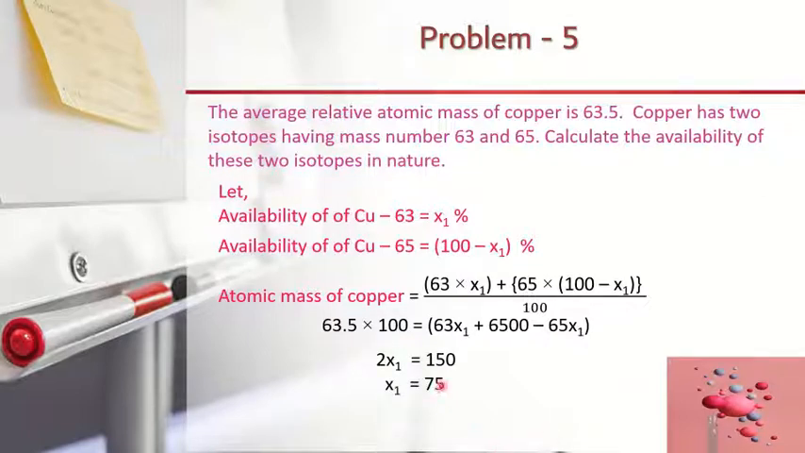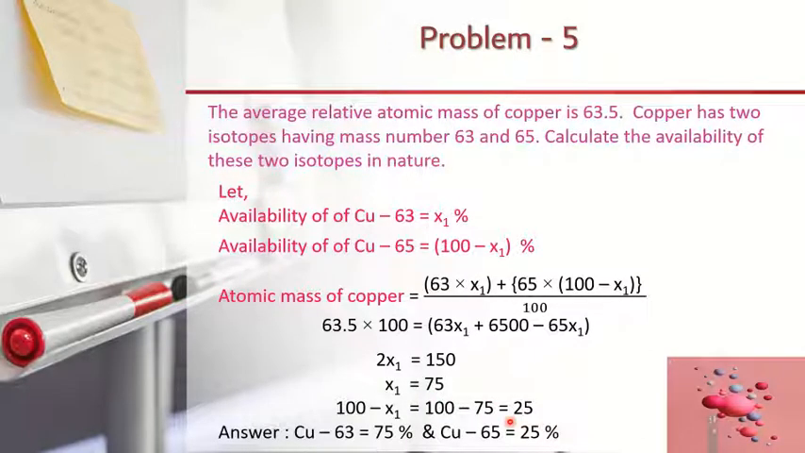x1 is 75. x1 is the abundance of copper-63. It is 75. So for copper-65, 100 minus x1 will come to 25. So the abundances of the two isotopes are 75% and 25%.